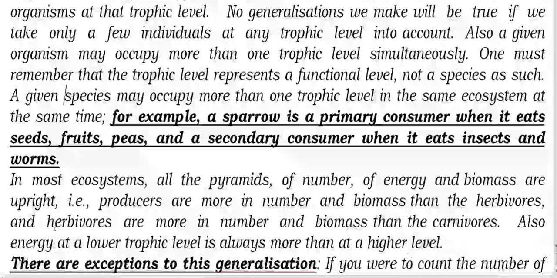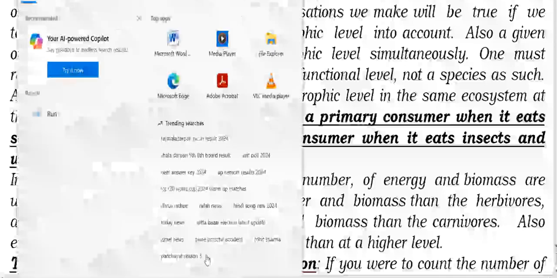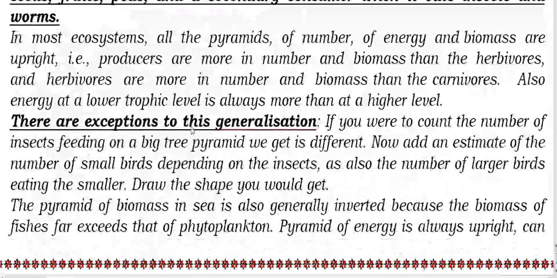But sometimes the numbers may be different. For example, a sparrow is a primary consumer when it eats seeds, fruits, peas, etc. It is a secondary consumer when it eats insects. So some organisms may occupy more than one position in the ecosystem. These different types of organisms in a food web are exceptions to the generalization.